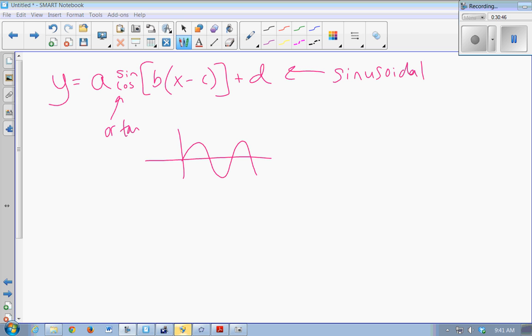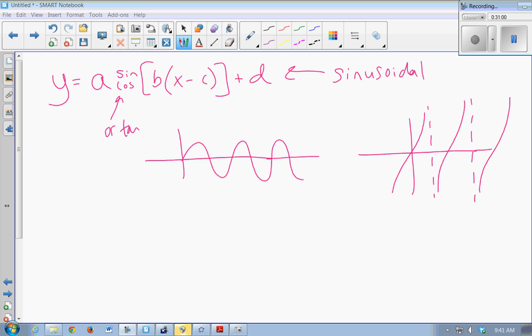You know, you have the exact same wave repeating every so often, right? Or if it was a tangent function, right, it would look like this, and the exact same graph repeats over and over and over again. You just keep redrawing it on a new period.